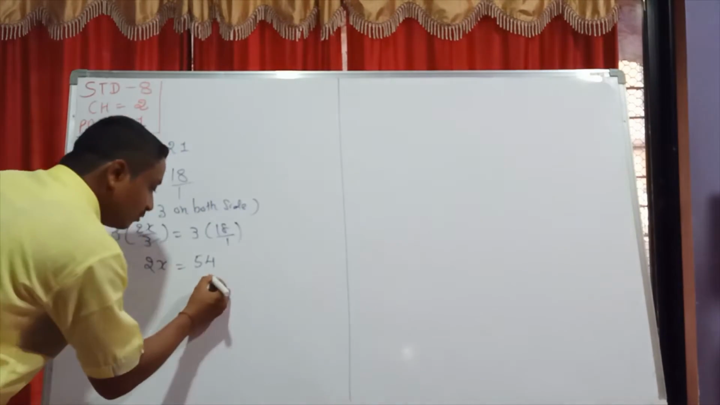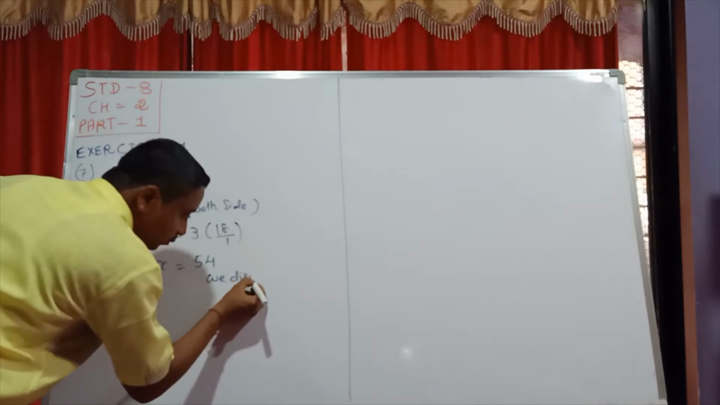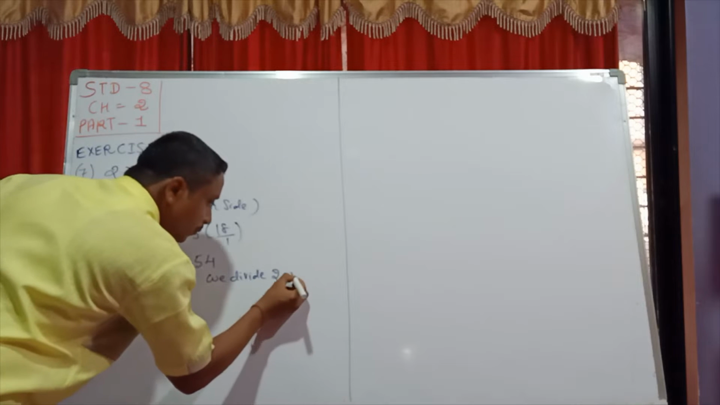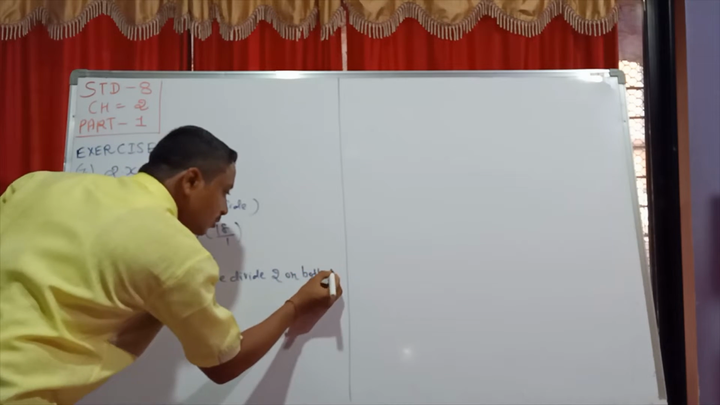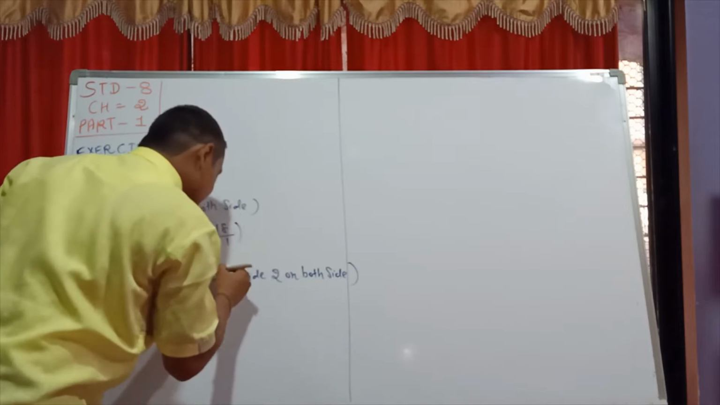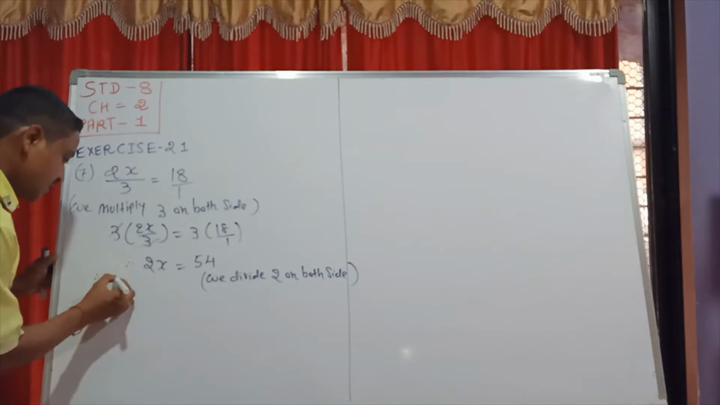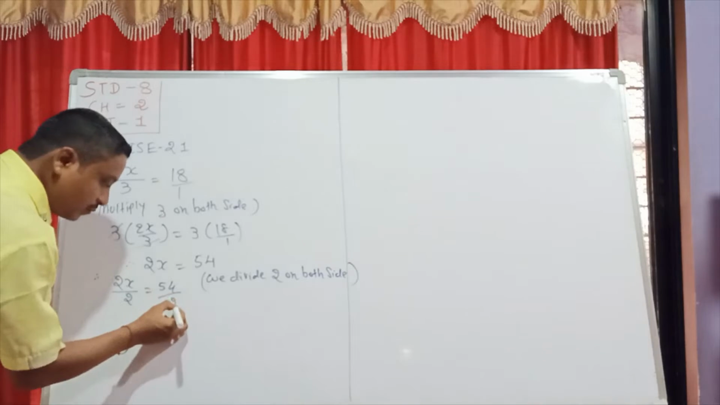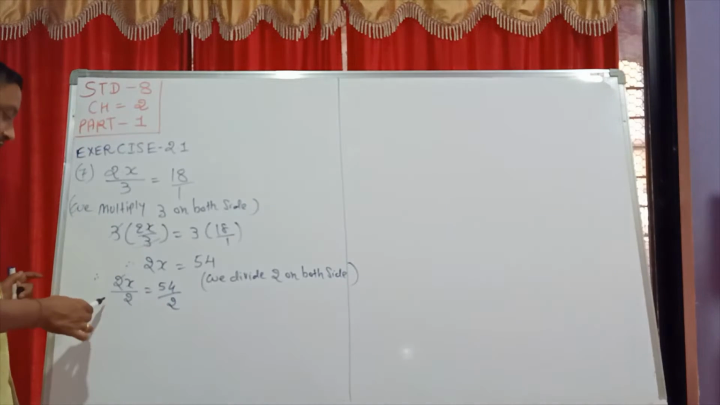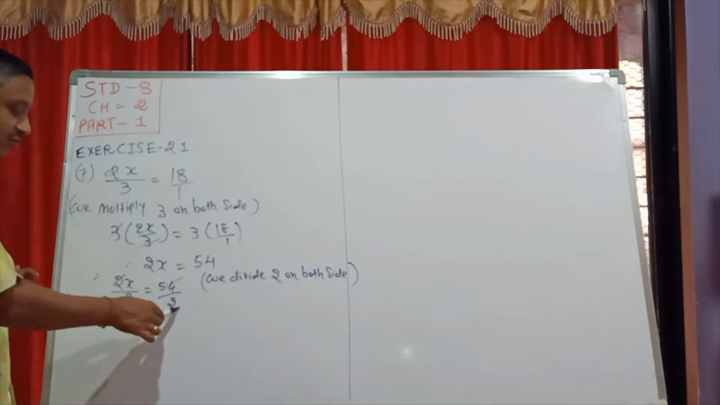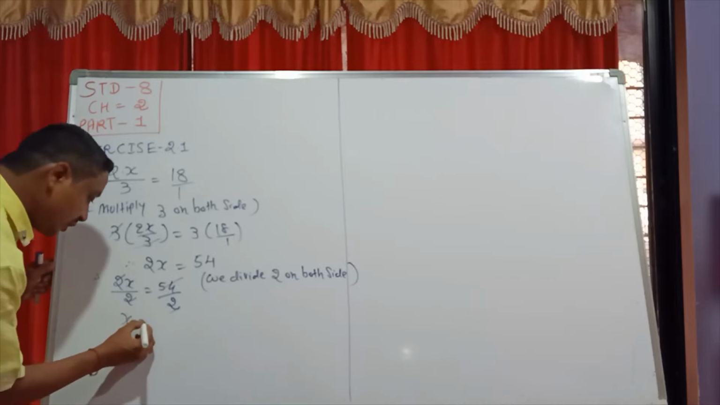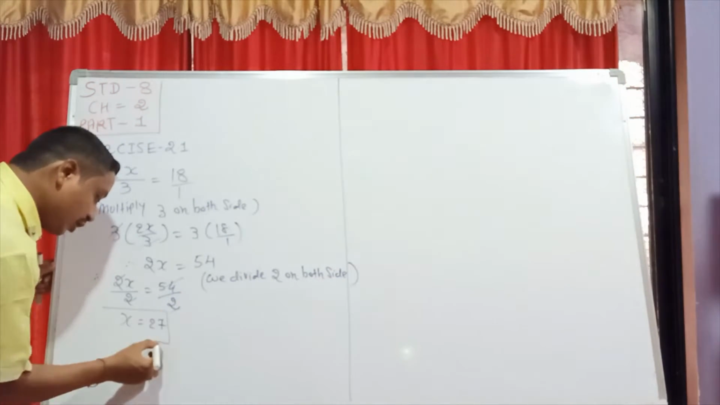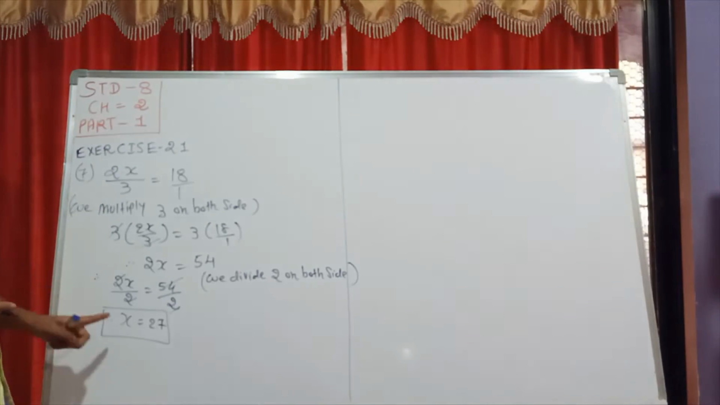So here write down we divide 2 on both sides. You must write this statement, students. So 2x by 2 is equal to 54 by 2. It means this 2 and this 2 cancel. And here 2 into 54, yes, it is 27. That is your answer here, x is equal to 27.